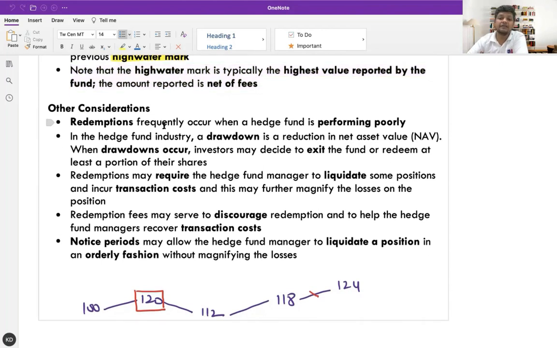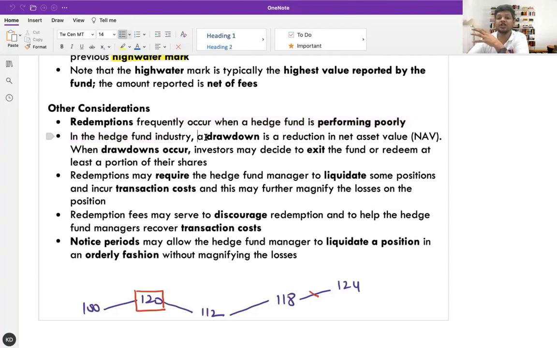Redemptions frequently occur when a hedge fund is performing poorly. So the inflow and outflow from the hedge fund is very high. Even if there are restrictions, hedge fund volatility is very high because hedge funds, as I said, invest in derivatives and various other strategies. So the performance of a hedge fund is very much volatile.